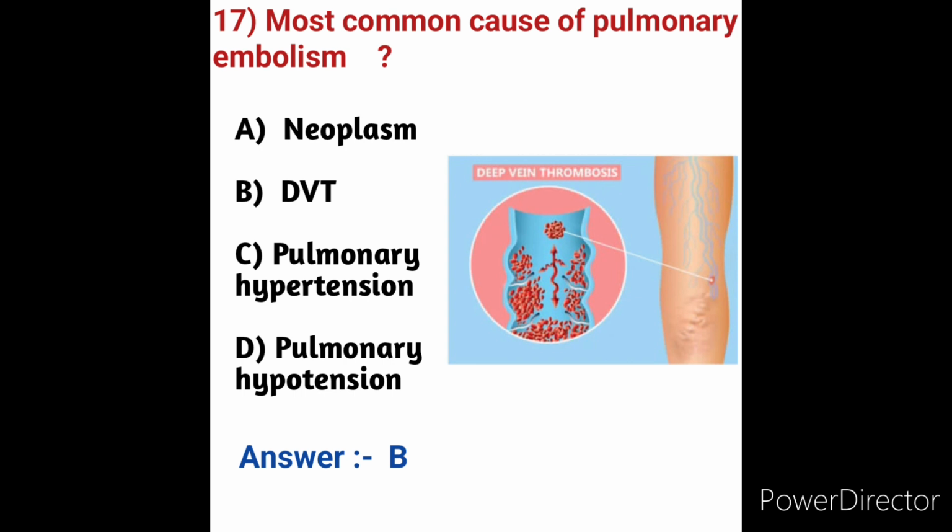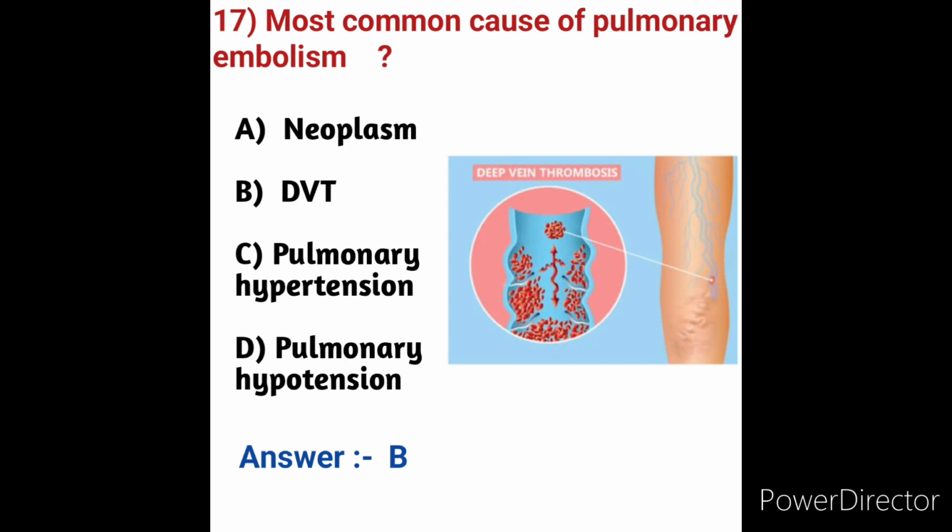Here we can see in this picture that we get deep vein thrombosis from the legs. Here we can see one portion of the DVT on the right side. The most common cause of pulmonary embolism is DVT.